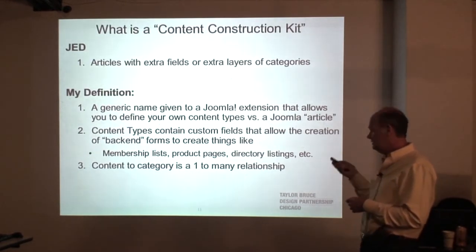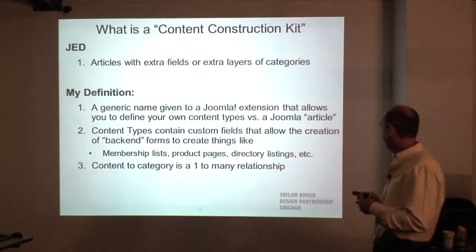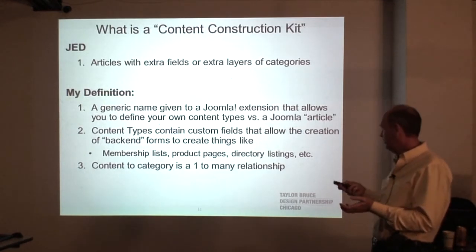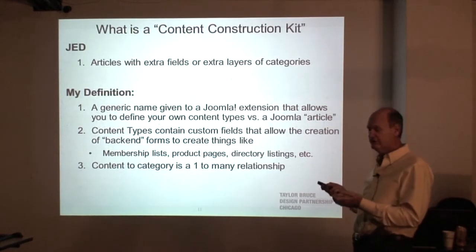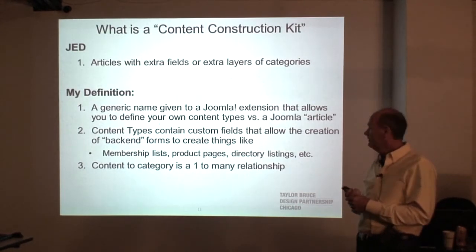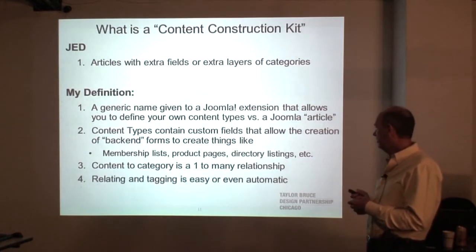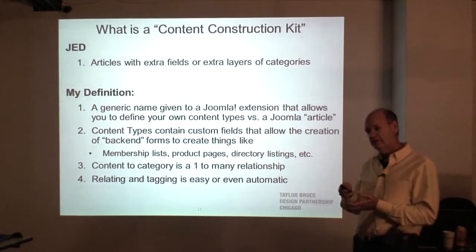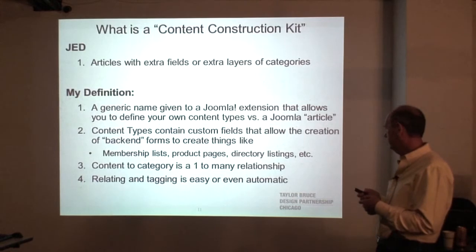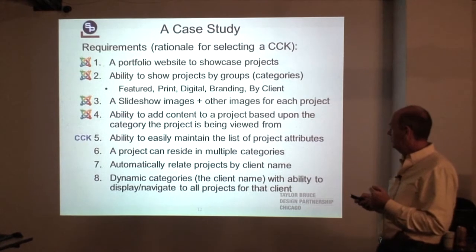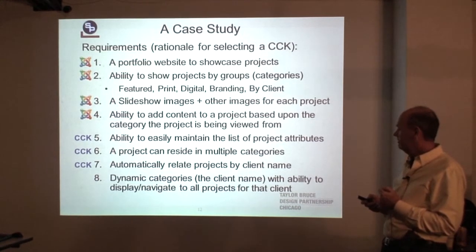But there's this concept of having more fields and more groups of fields to form things called membership lists, product images, directory listings, and not just articles. And then the content to category mapping is a one-to-many relationship. So that's what I felt I needed, along with the ability to easily relate one to the other without any type of tagging. Tagging would be okay, but it would be nice if it was strictly automatic. So with those in mind as my definitions, they met all my requirements.